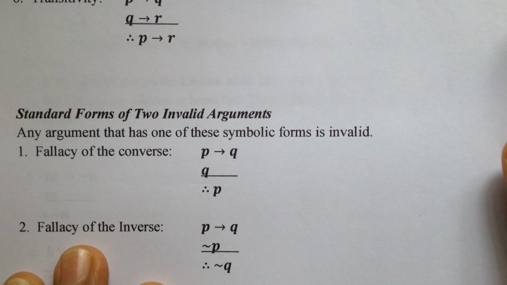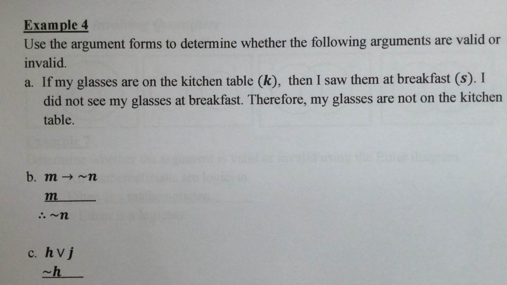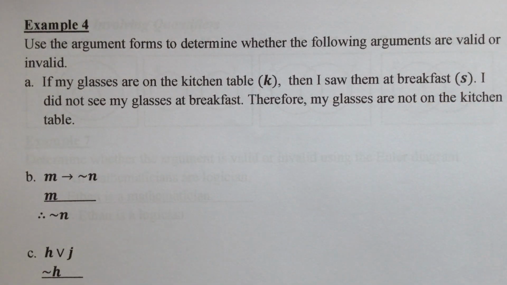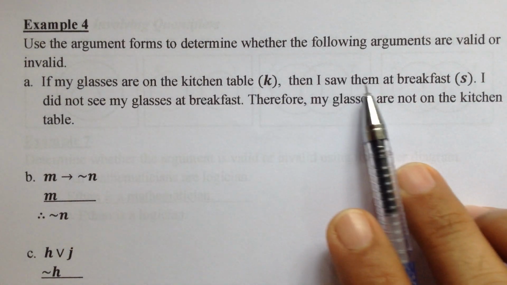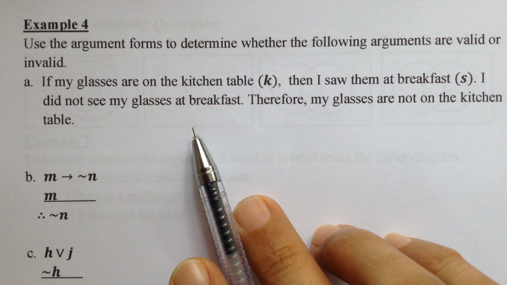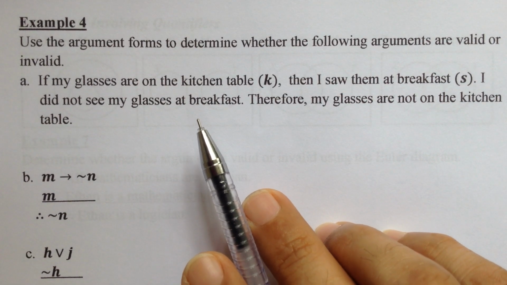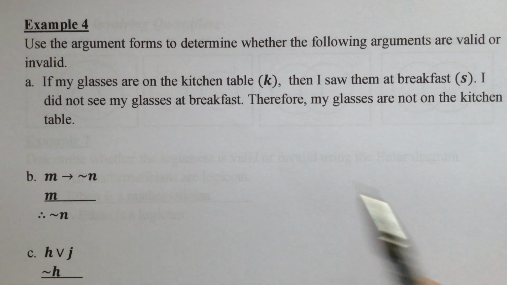Okay, let's illustrate this using some examples. Let's try this one, and we will refer to the list to determine whether this is valid or not valid. Okay, let's start with our first example. First, convert this into symbolic form, and then after that, check if there is a valid argument form that is similar to your argument.